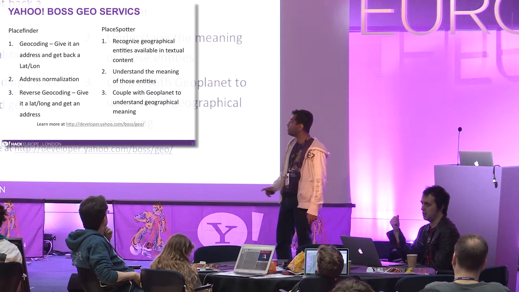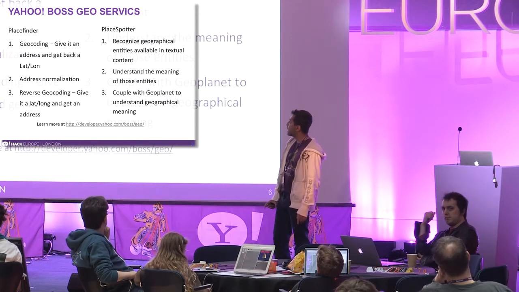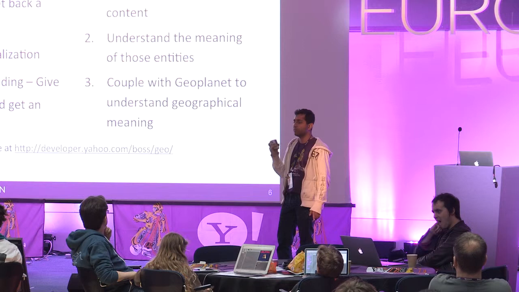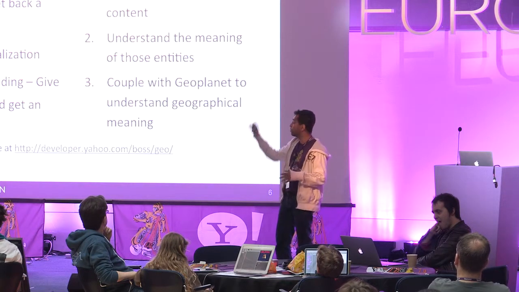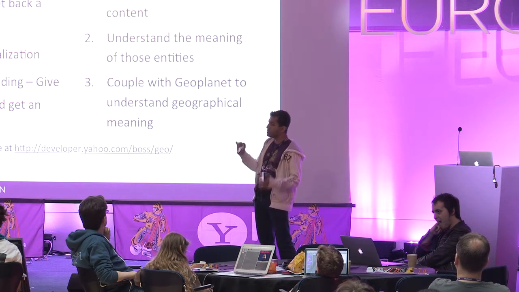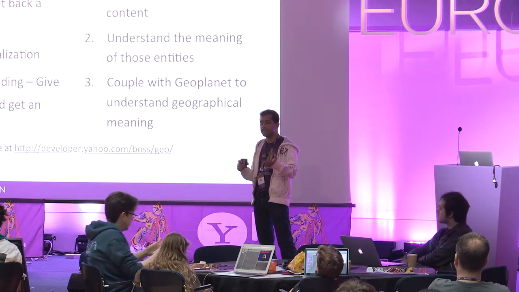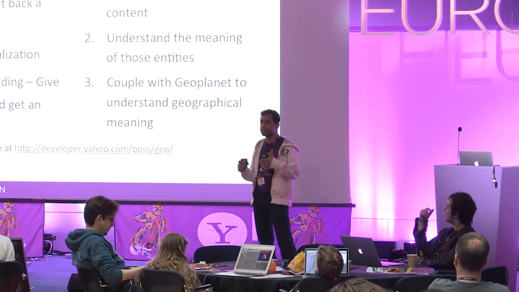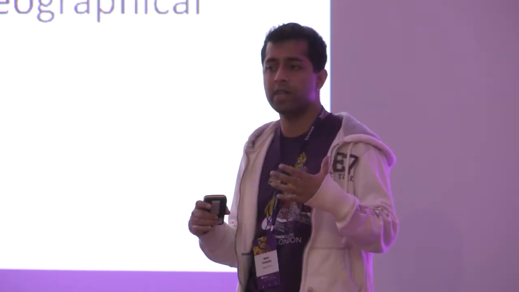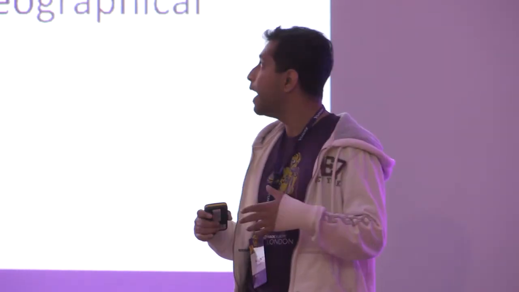I think it's really, really powerful. So PlaceFinder, again, PlaceFinder is also available as a YQL table, by the way, both of these services actually. But PlaceFinder is just a geocoder. So you give it an address, it'll convert it to a lat long, it'll normalize the address. And in reverse, if you give it a lat long, it'll also convert it to an address.